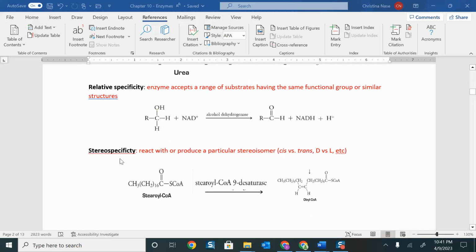And then the last one is stereospecificity, where it only works on a particular stereoisomer. So this is going to be very, very specific. It reacts with or produces only one particular stereoisomer. That could be like it only works on cis versus trans, or it only works on D sugars instead of L sugars. With this particular one, only the product is what makes it stereospecific. It only makes the cis isomer.